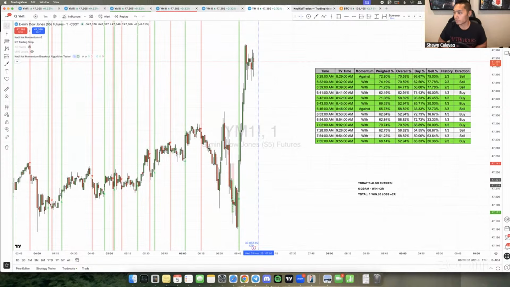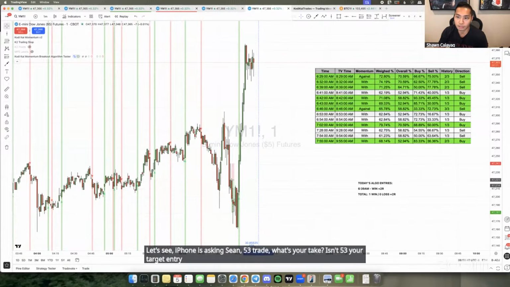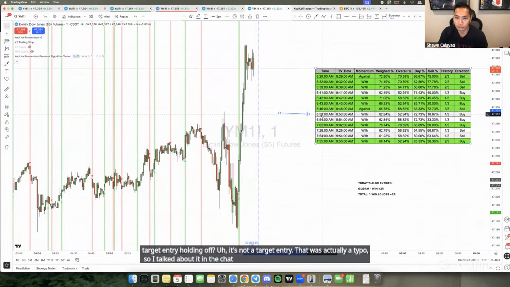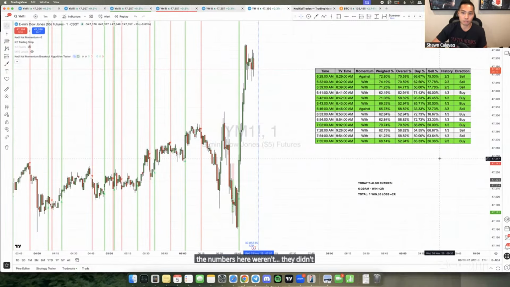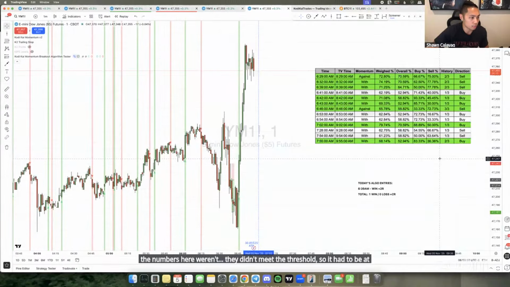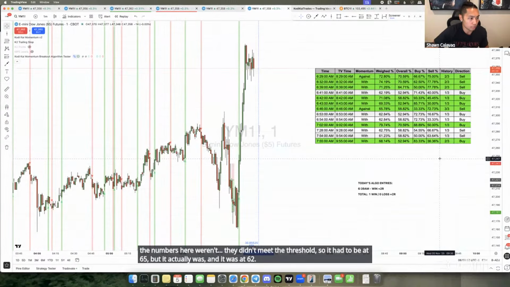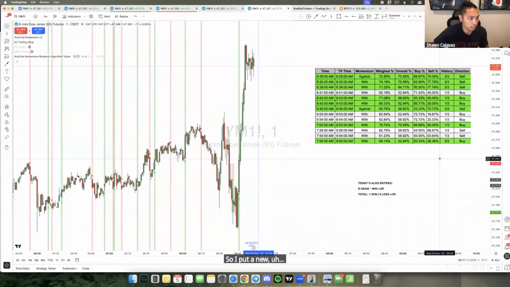Let's see. iPhone is asking Sean, what's your take on the 53 trade? Isn't 53 your target entry you're holding off? It's not a target entry, that was actually a typo. I talked about it in the chat. That's why it's not green here. The numbers didn't meet the threshold. It had to be at 65, but it was at 62, so I updated it.